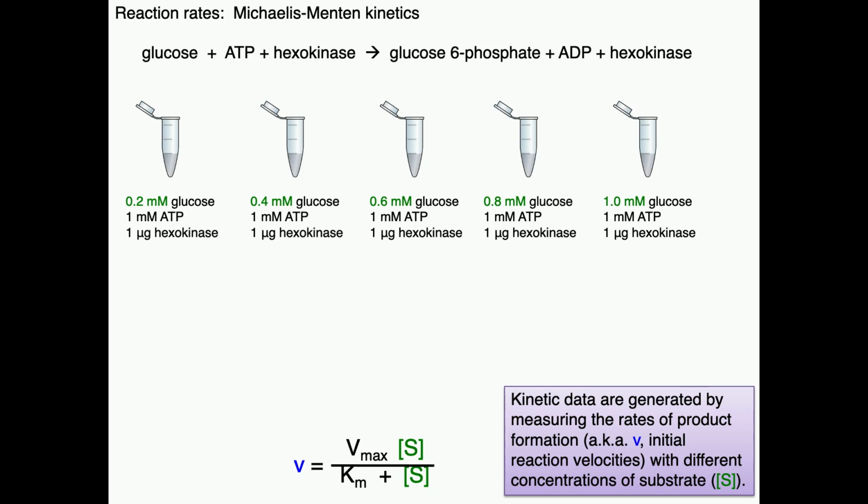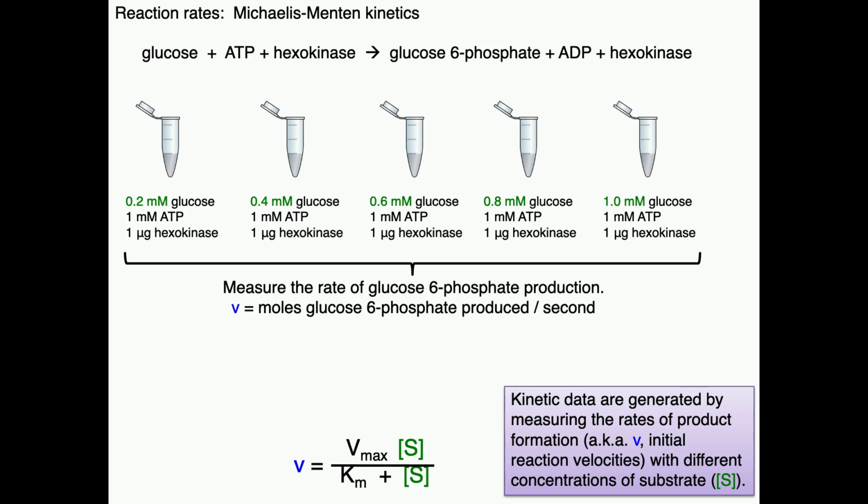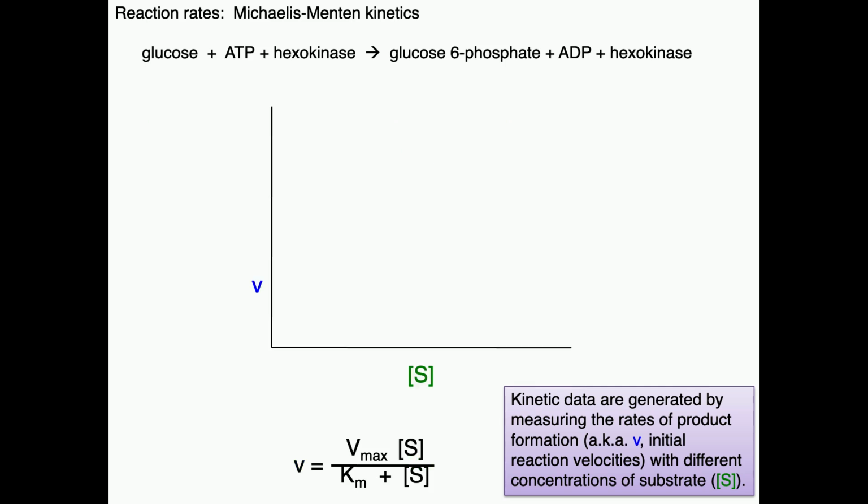So we would set these reactions up, cap the tube and start the reaction, and then the measurement is the rate at which glucose 6-phosphate is produced. And the units of that rate would be something like moles of glucose 6-phosphate per second. Okay, so let's do that reaction and plot the data then. The data we're plotting are the substrate concentrations. This is what we're varying in our experiment, and then the measured variable is the enzyme velocity.